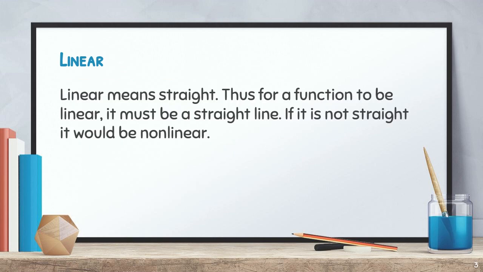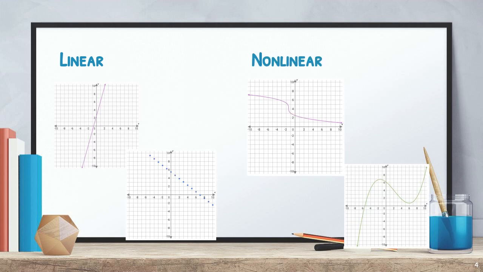So remember that linear means straight. So for a function to be linear, it must be a straight line. If it is not straight, then it is nonlinear. Pretty straightforward there. So here we have some examples of linear lines. Each of these examples show that they are straight lines. Nonlinear just means that there's some curve to our line whenever it's graphed. So this is probably the easiest part to tell because everyone should know what a straight line looks like. And if it's a straight line, it is linear. If it is not straight, it is nonlinear.